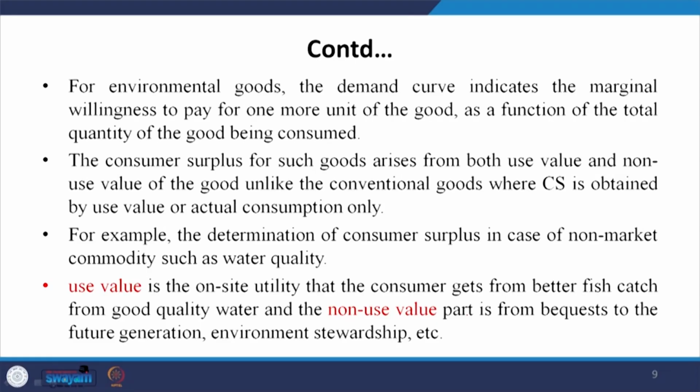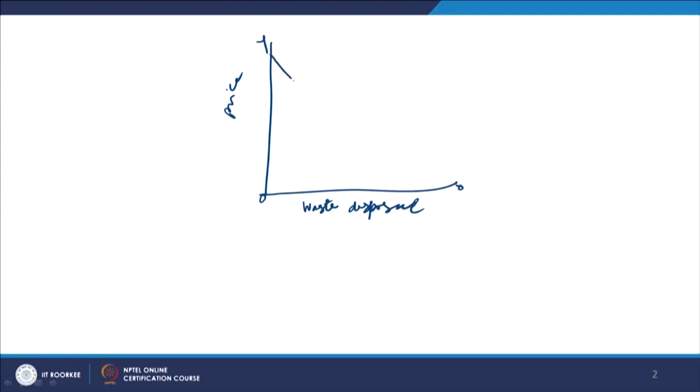Actually, the method is the same. I can take a simple example of, say, demand for waste disposal and price of waste disposal. So, waste disposal is a good quality of product: how much you are willing to pay for every successive unit of waste to be disposed by the disposal company, and how much is the market price, which is determined by the interaction of supply and demand.